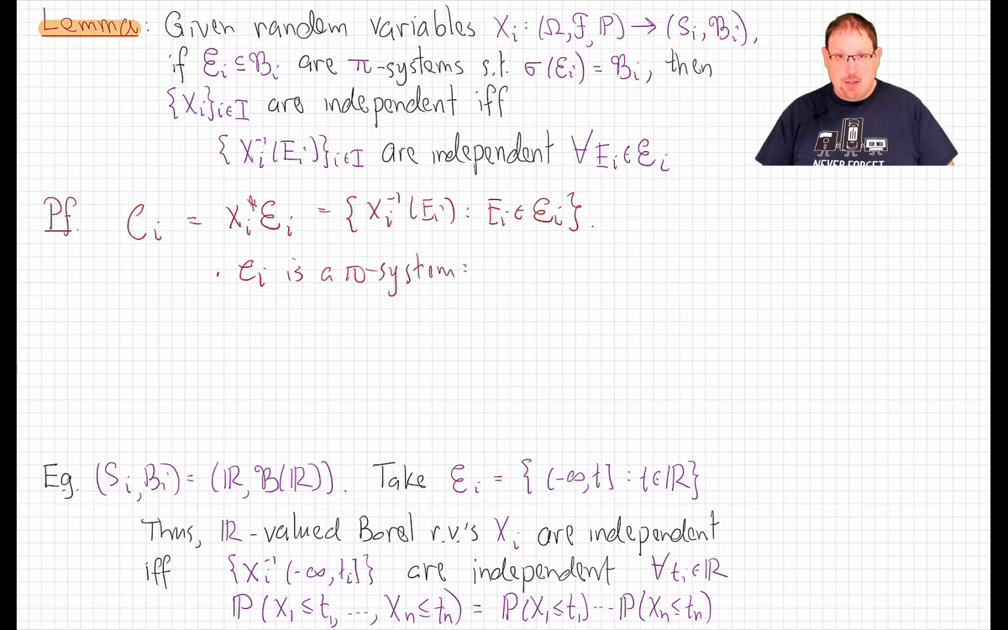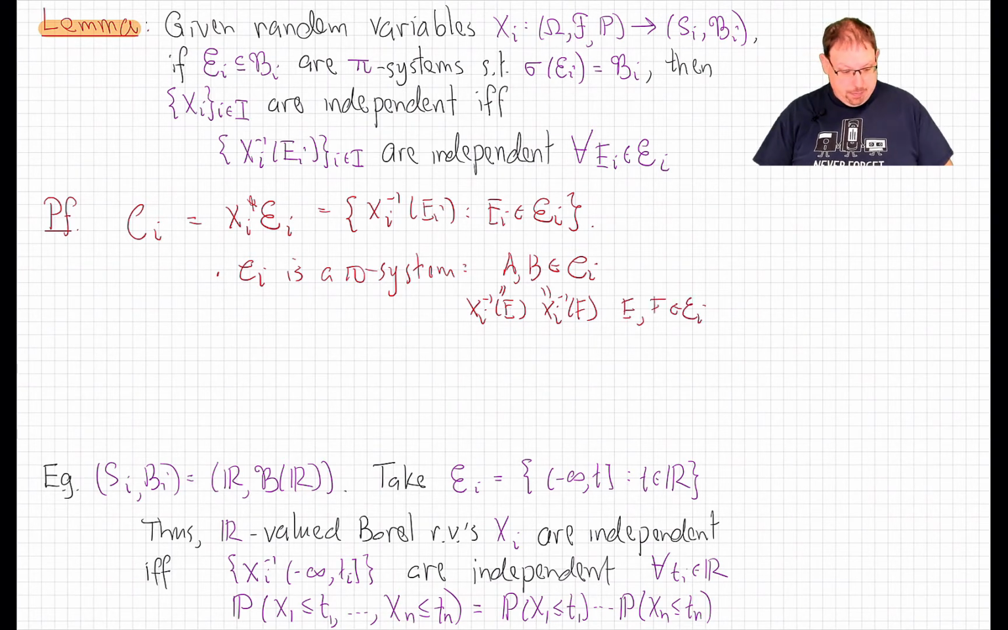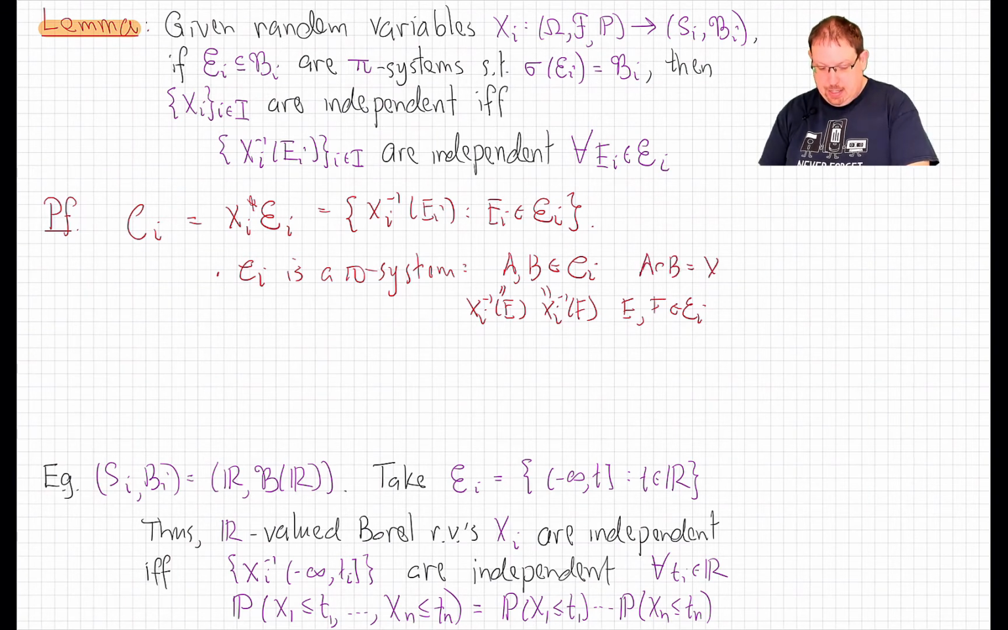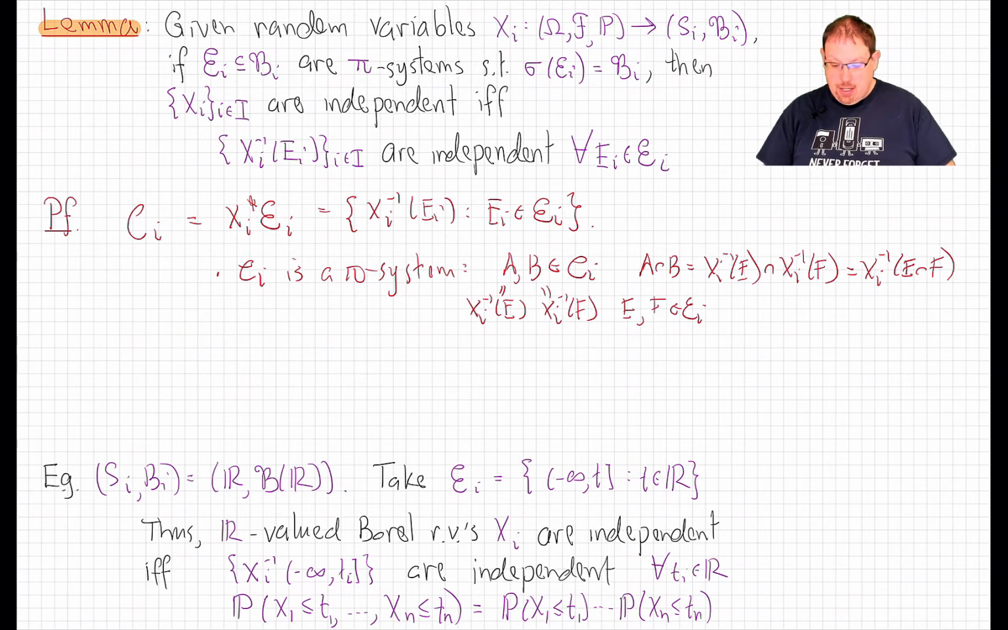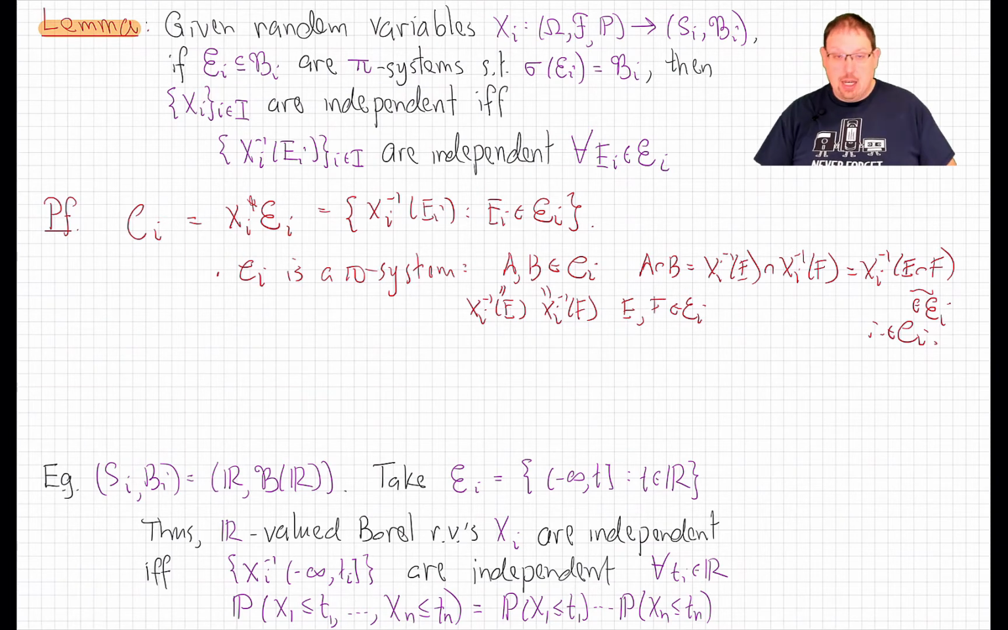Why is that? It's because of the nice properties of preimage. If I take A and B to be two sets in Ci, well, that means that they have the form Xi preimage on some set E and Xi preimage on some set F, where E and F are in script Ei. And that means that the intersection of A and B is Xi preimage on E intersect Xi preimage on F, and the way preimage of any function works, that's the same thing as Xi preimage on E intersect F. Now E intersect F is back in Ei because Ei is a pi system. And therefore, this is the preimage of an element of Ei by Xi, which is exactly to say that A intersect B is in Ci. So Ci is indeed a pi system.